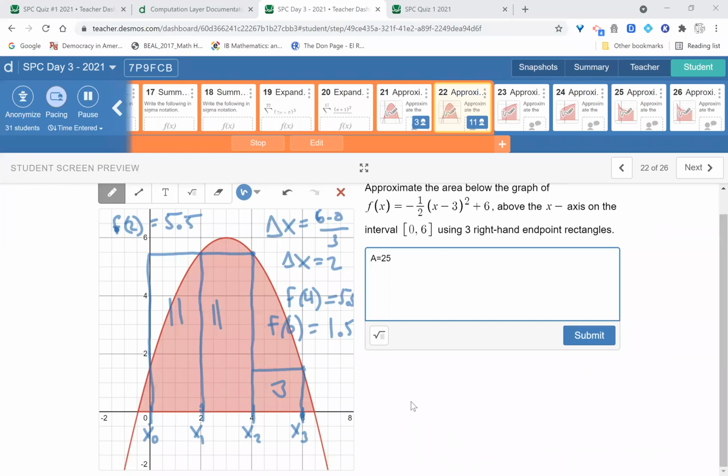Mr. Francis, I was wondering how you got, for the functions, 5.5, 1.5 and stuff like that. I was wondering what the process of that was again. I just plug the number into the function for x. So, our function is f of x equals -1/2 times the quantity x minus 3 squared plus 6. So right here where it says f of 2, I just plug 2 in for x. Oh, okay. 2 minus 3 squared is 1. 1 times -1/2 is still -1/2, plus 6 is 5.5.